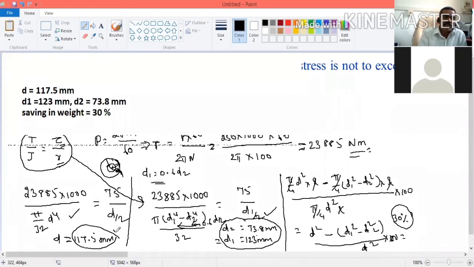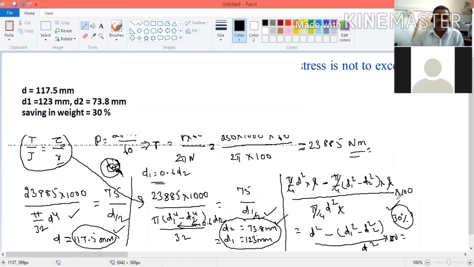If it is a solid shaft, this is the value. If it is a hollow shaft, this is the value, and the saving in material is 30 percent. So we want to transmit some power. If you use a solid shaft, we need to use more material. If you use a hollow shaft, we can save 30% of the material. A similar thing we have discussed in bending also.